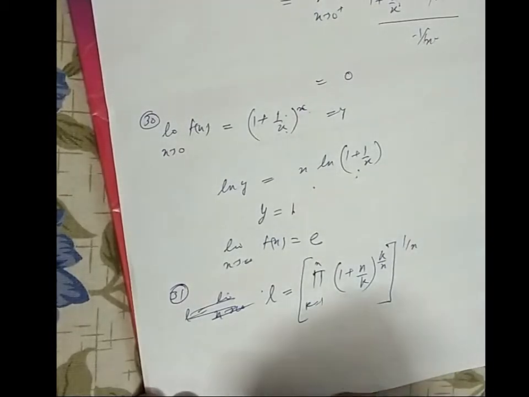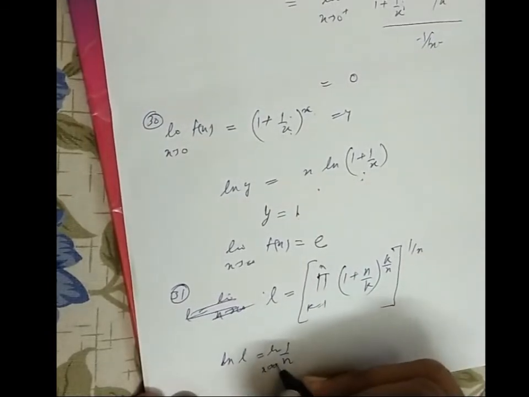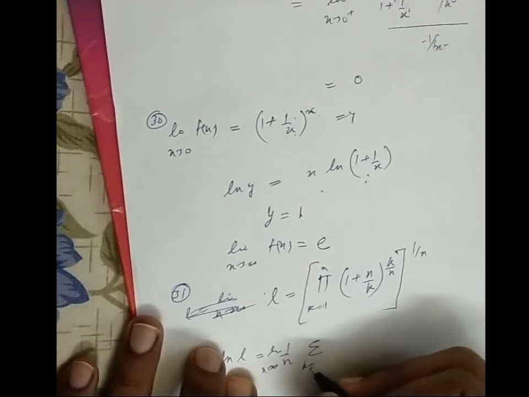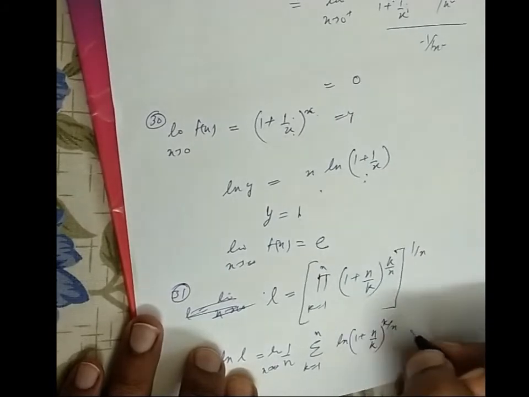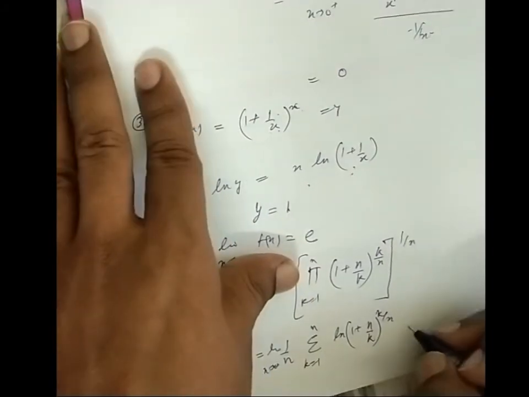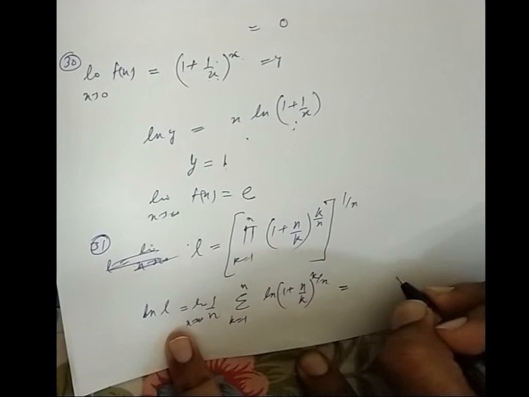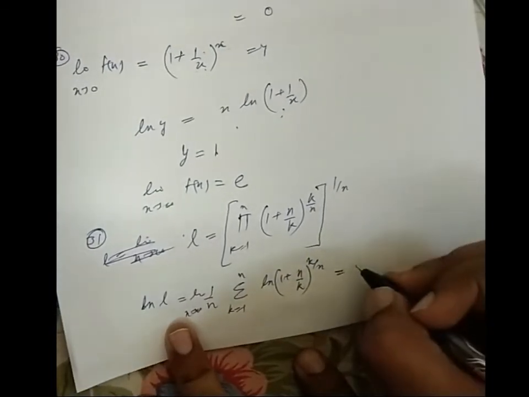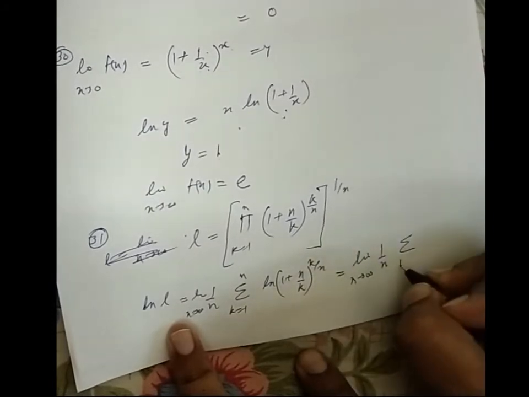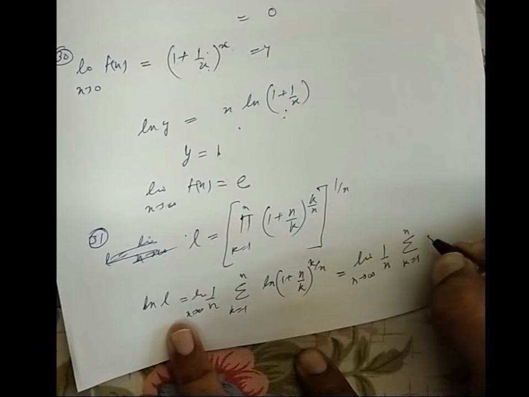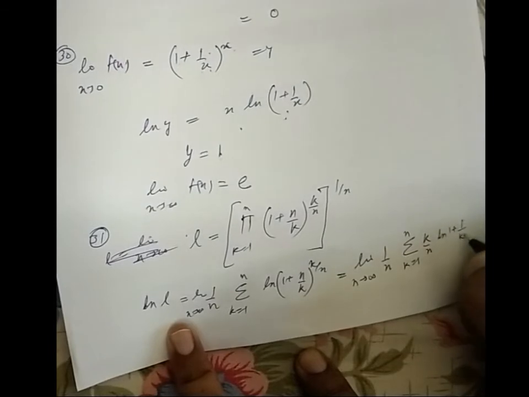Okay, so now for simplifying, we'll take log: ln L would be equal to 1 by n limit n tends to infinity summation k from 1 to n ln (1 plus n by k) to the power k by n. Okay, so converting it to the limit as a sum form, we get limit n tends to infinity 1 by n summation k from 1 to n, k by n ln 1 plus 1 upon k by n.